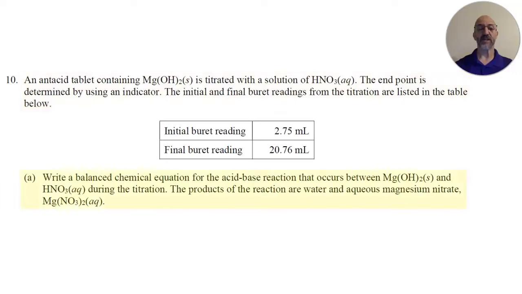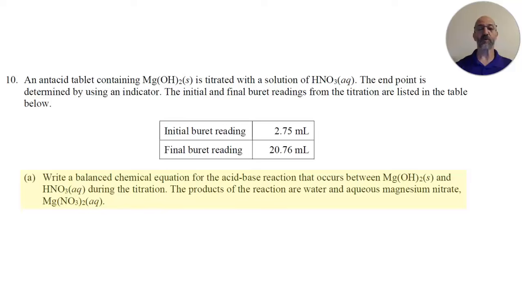Now part A of this question says write a balanced chemical equation for the acid-base reaction that occurs between solid magnesium hydroxide and aqueous nitric acid during the titration. The products of the reaction are water and aqueous magnesium nitrate. Now, will this be a 1-to-1 mole ratio between the acid and the base? No. And that's why it's important to realize that not every acid-base chemical reaction that you see on the AP Chemistry exam will be a 1-to-1 mole ratio. This one happens to be a 2-to-1 mole ratio between the acid and the base.